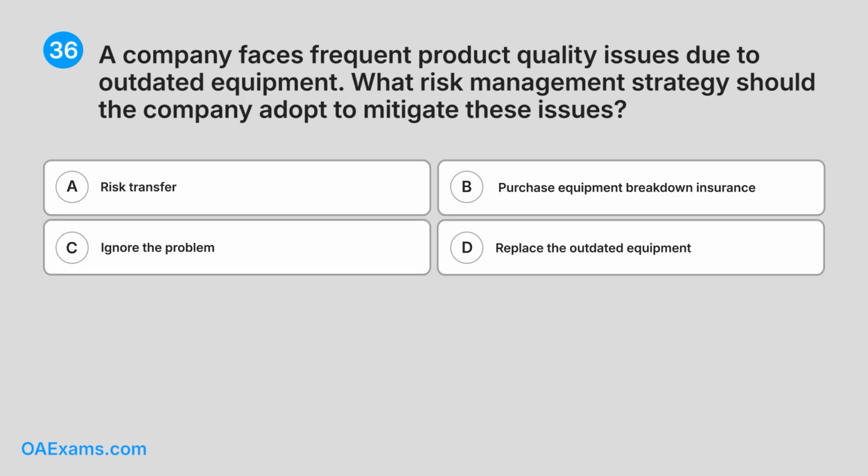36. A company faces frequent product quality issues due to outdated equipment. What risk management strategy should the company adopt to mitigate these issues? A. Risk transfer. B. Purchase equipment breakdown insurance. C. Ignore the problem. D. Replace the outdated equipment. What do you think is the answer?